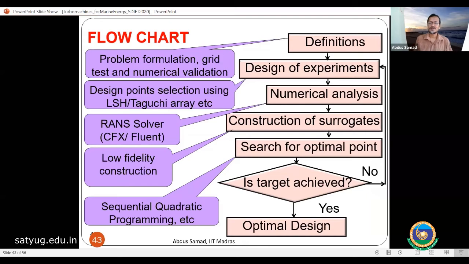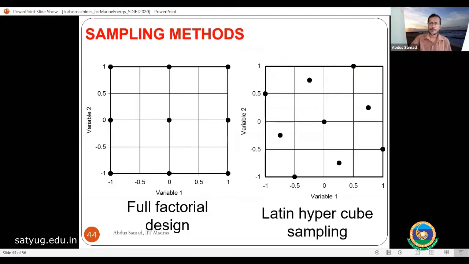For optimization, what do I do? I go through a surrogate-based optimization model. I developed that code 10 years back in my PhD. Initially I do design of experiment and numerical analysis, using CFX, Fluent or any other software, with a low fidelity model. Then I build a surrogate, then optimize, and then I get the optimal design. From that I can say, okay, this is a better design than the previous one, so we accept this one.